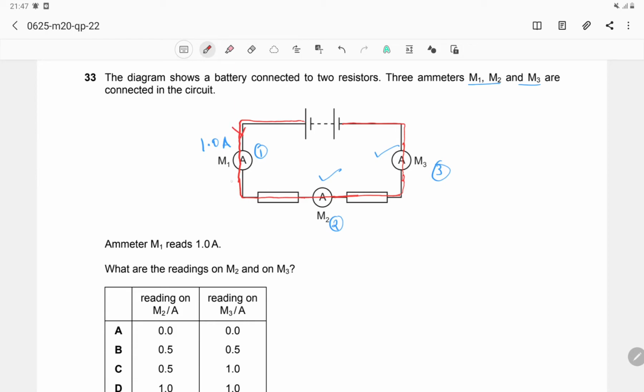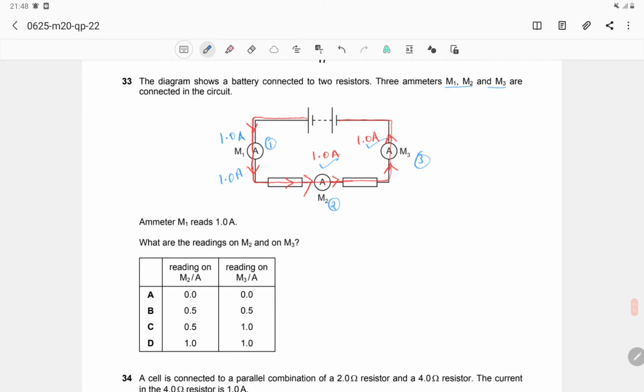So the current leaving from this M1 will also be 1 ampere. The same 1 ampere current will reach here and pass through the second ammeter, and again the same 1 ampere current will reach in the same path and pass through the ammeter M3. So everywhere the reading will be 1 ampere, because all the ammeters are connected in the same path.